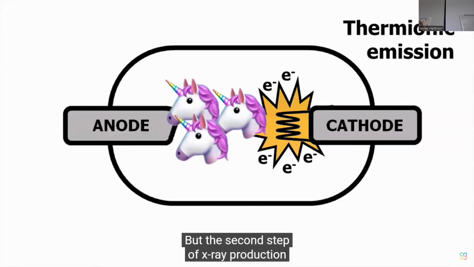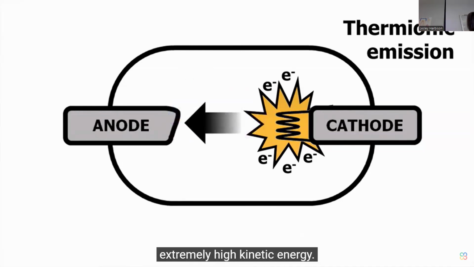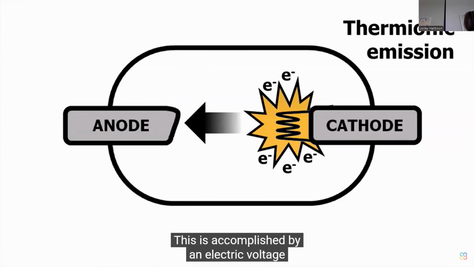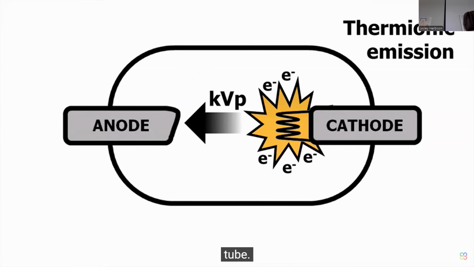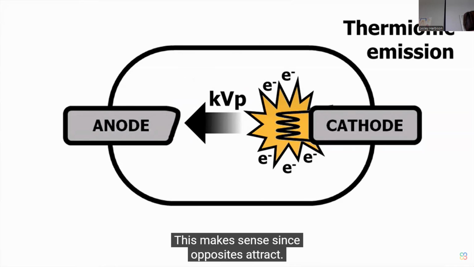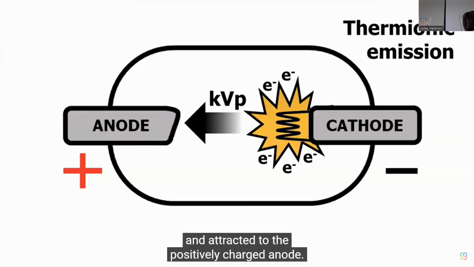Not really, but the second step of X-ray production is accelerating these electrons, which gives them extremely high kinetic energy. This is accomplished by an electric voltage that we call kilovoltage potential, or better known as kVp. The kVp creates a strong negative charge in the filament that forces the electrons across the X-ray tube. This makes sense since opposites attract. The electrons are repelled by the negatively charged cathode and attracted to the positively charged anode.